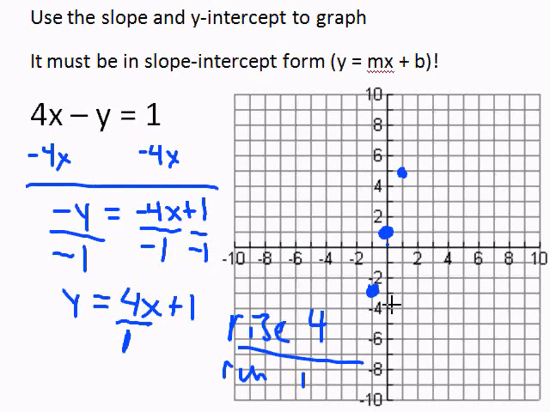And we should be able to have a straight line going through those points. And there you go. That's graphing equations in slope-intercept form.